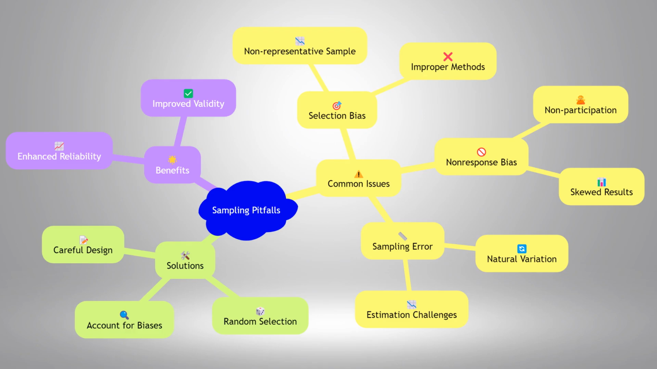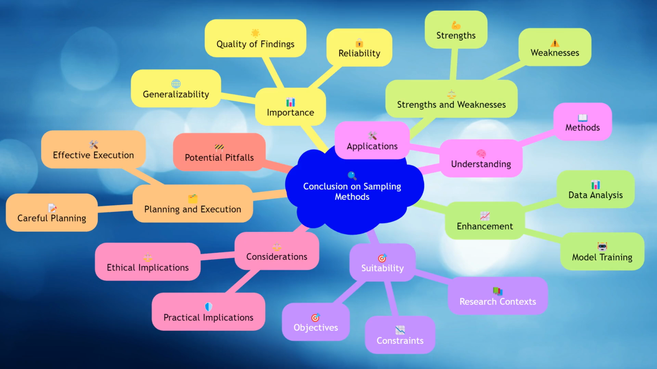To avoid these pitfalls, it's crucial to carefully design your sampling strategy, ensure random selection where possible, and account for potential biases in your analysis. By doing so, you can enhance the reliability and validity of your research findings. In conclusion, selecting the right sampling method is a critical step in the research process. It impacts the quality, reliability, and generalizability of your findings.